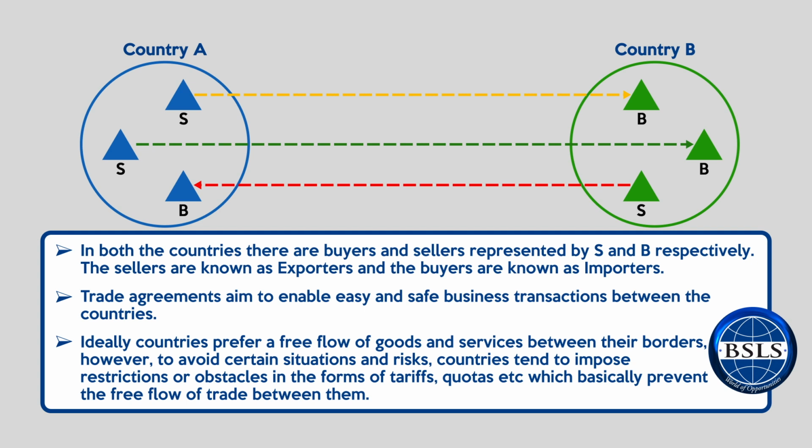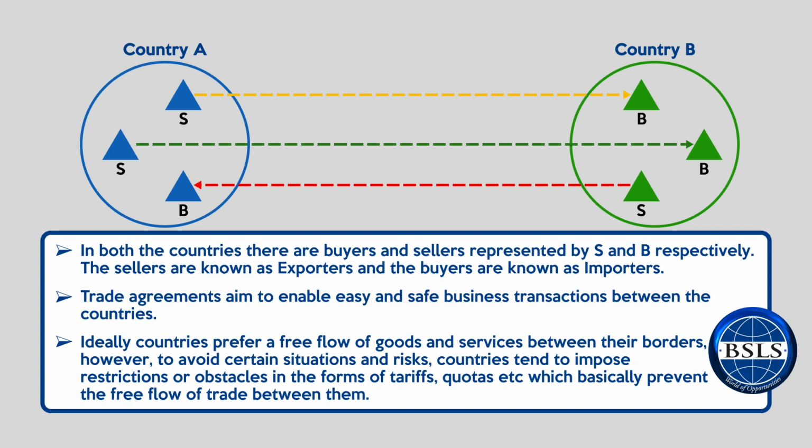Ideally, countries prefer a free flow of goods and services between their borders. However, to avoid certain situations and risks, countries tend to impose restrictions or obstacles in the forms of tariffs, quotas, etc., which basically prevents the free flow of trade between them. The most common types of trade agreements are the free trade agreement and the preferential trade agreement.